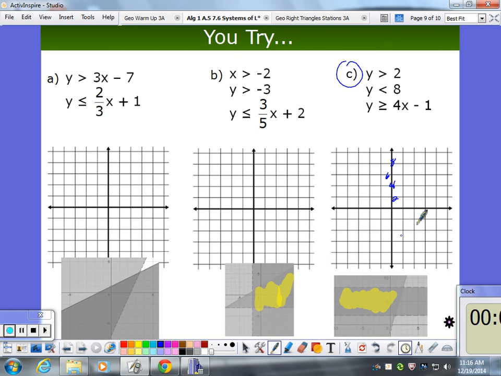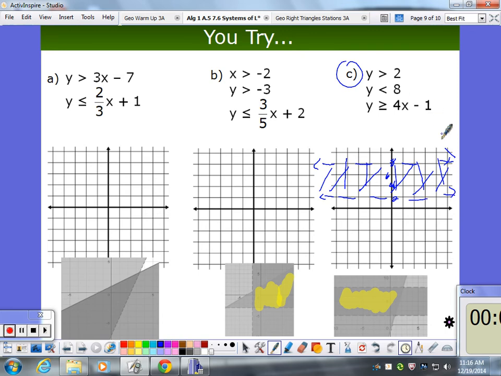So y bigger than 2. Bigger than is up here, right? And y less than 8. So here's y equals 8. Again, both dashed. So now I'm down here. So far, the solution is bounded by those 2 horizontal lines.